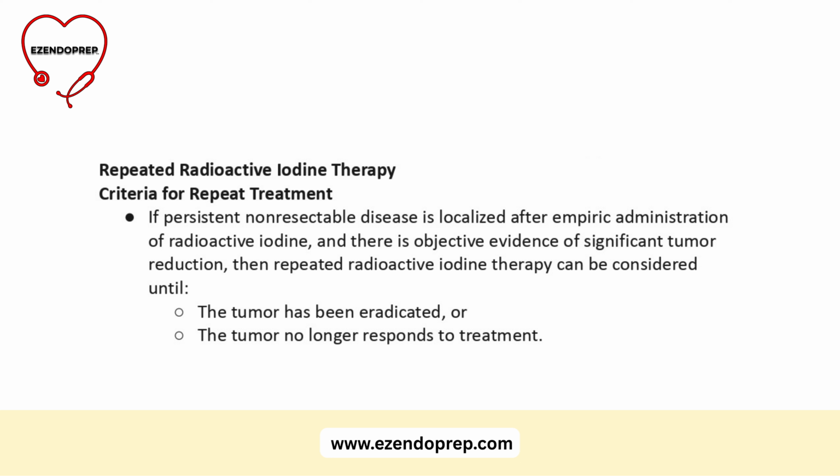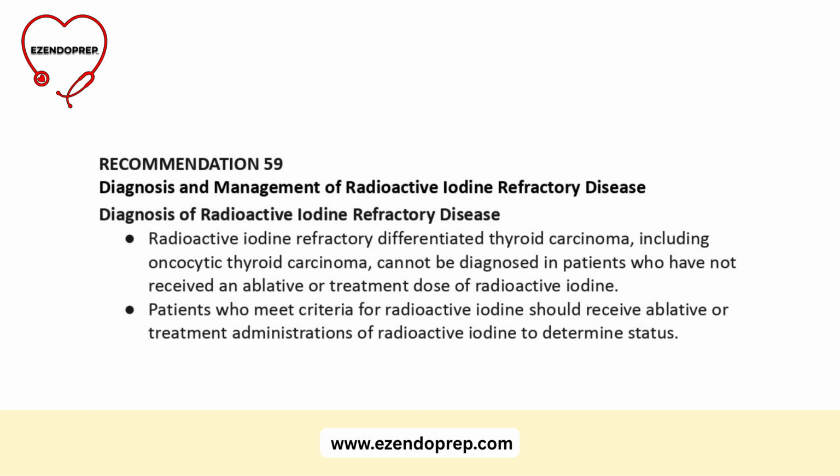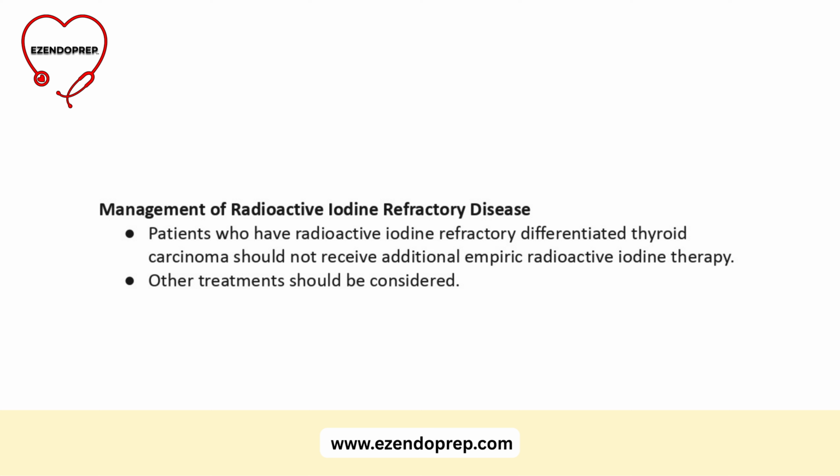If empiric radioactive iodine is given and a response is seen, additional treatments can be considered until the disease no longer responds. Now, the definition of radioactive iodine refractory disease. This diagnosis cannot be made unless the patient has actually received radioactive iodine. Once it is confirmed that the disease is refractory, additional empiric radioactive iodine should not be given, and other treatments must be considered.